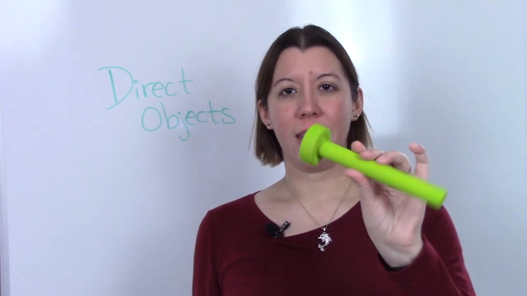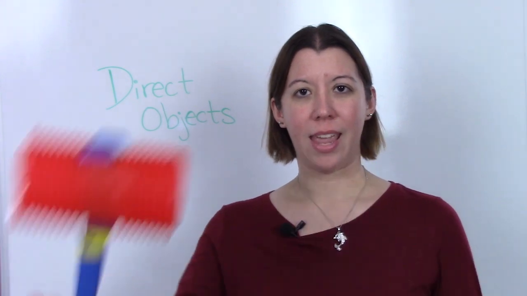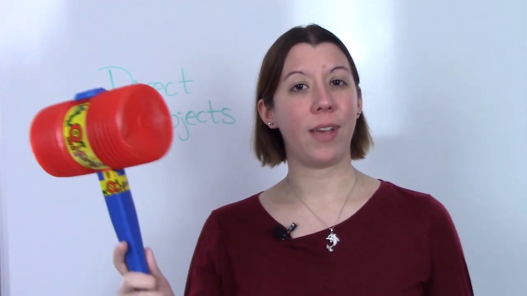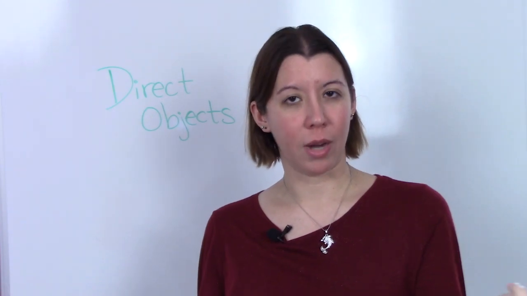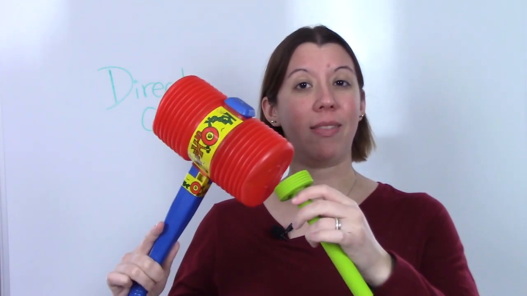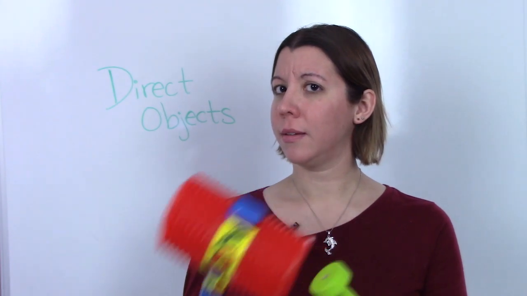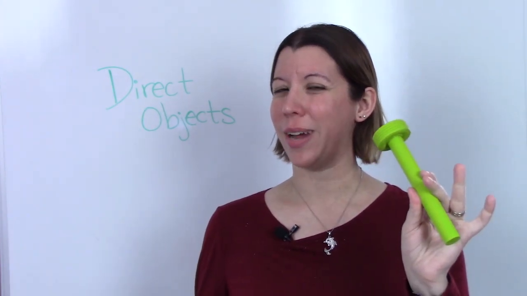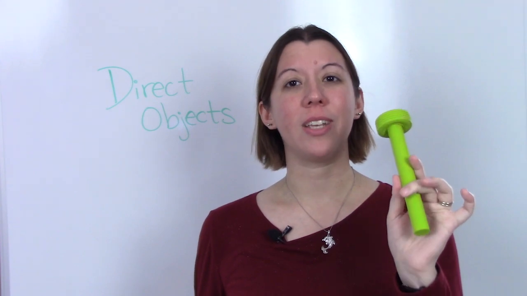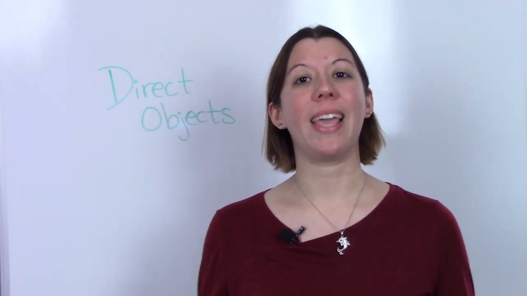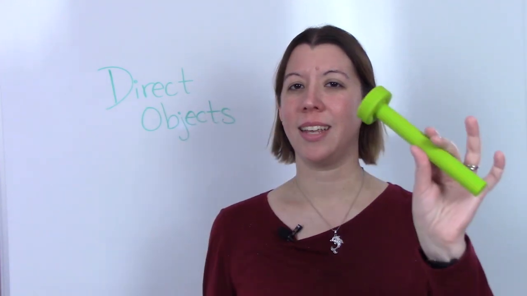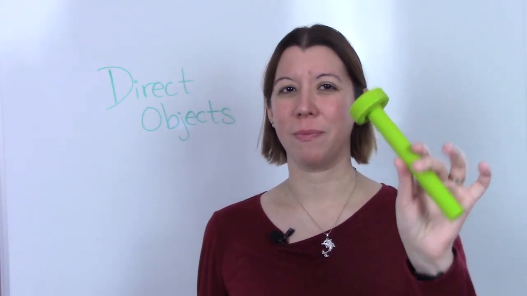I have here a pretend nail, and here I have a comically oversized squeaky hammer. What happens if I take this hammer and do that? I hit the nail, right? Well, the hammer hit the nail. The hammer hit what? The nail. The nail is the direct object. The direct object is who or what receives the action of the subject. The subject is the hammer. The hammer does something. It hits. What does it hit? The direct object, the nail.